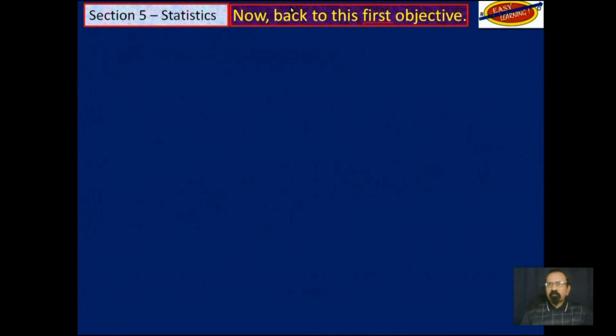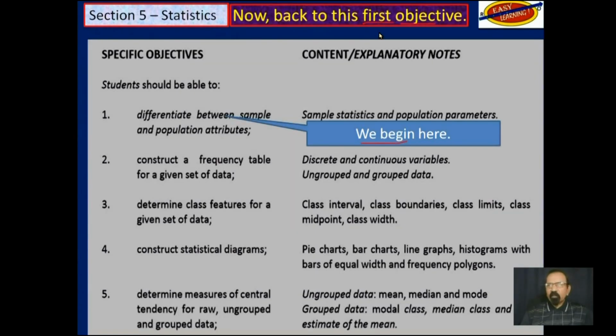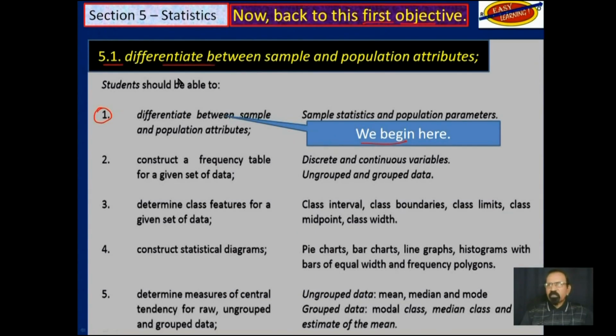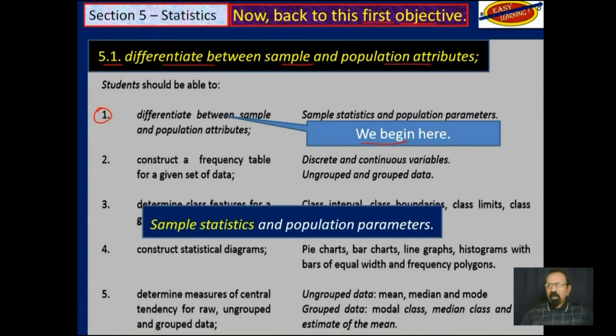Now back to this first objective. As I said, we begin here. Objective 5.1, differentiate between sample and population attributes. And the explanatory notes that CSEC gave is sample statistics and population parameters. As I said before, this is not quite clear, so I will do the best I can, especially with this population parameters. This one here is easier to deal with.